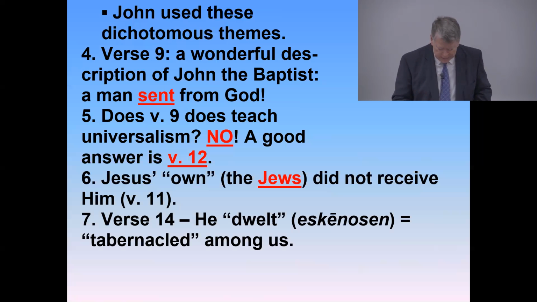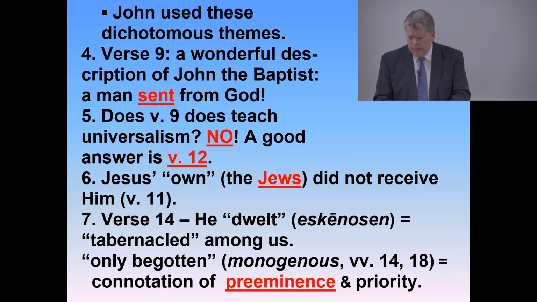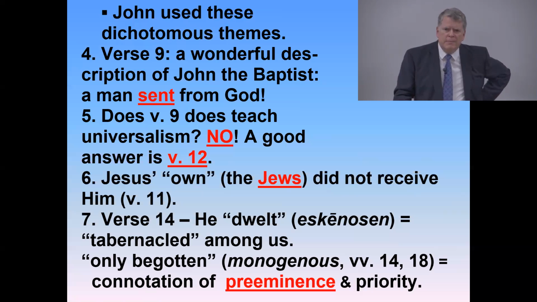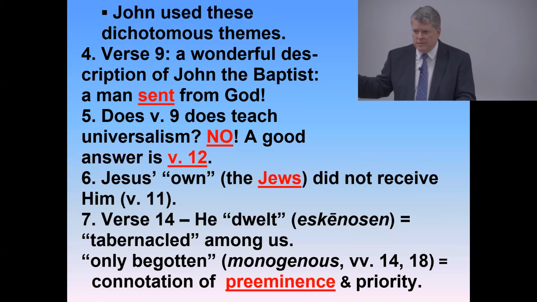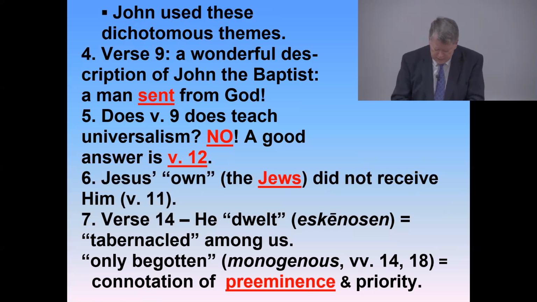Now, only begotten, this monogenes, that's not saying he was the first one born. It sounds like that, but in this context, what it means is preeminence. Okay, so we'll see that from time to time. Christ is the only begotten of God. What that's showing is he is preeminent over all of God's creation. Not that he's the first one created, because he never was created. He has always existed. So we've got to understand that in context.